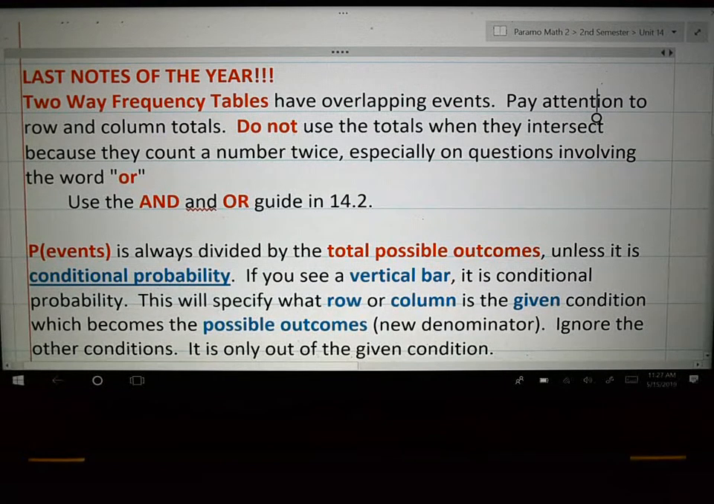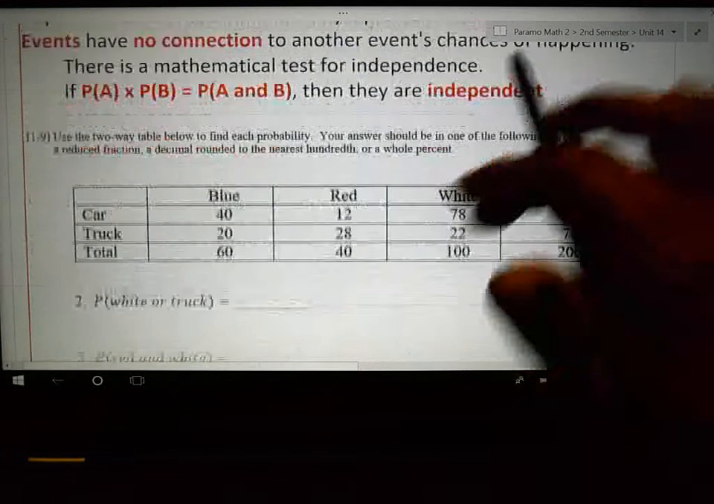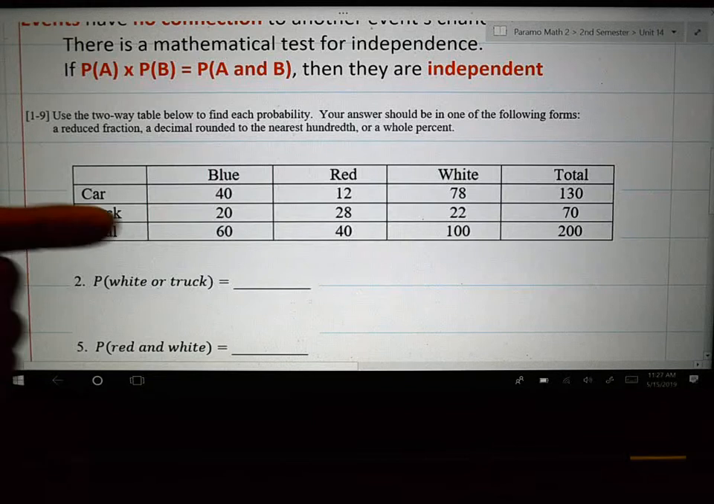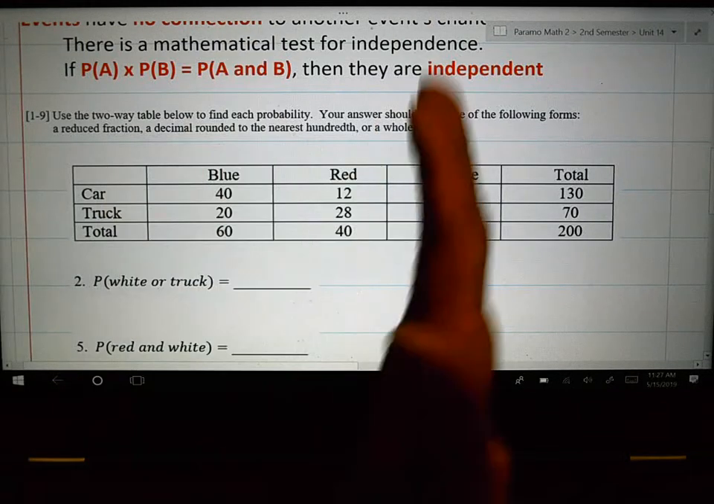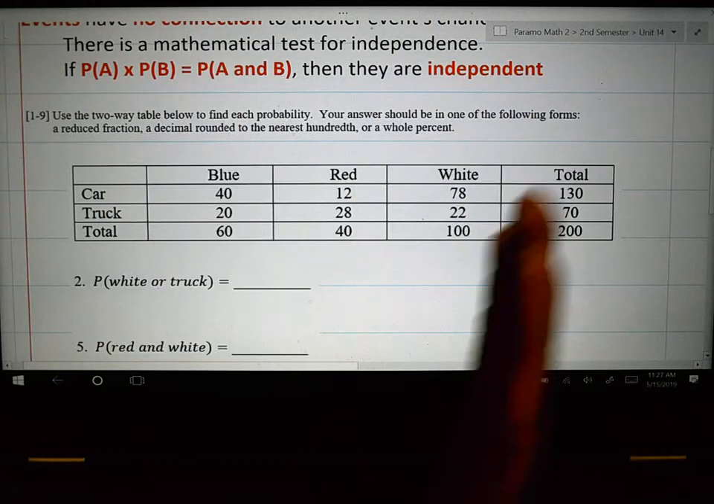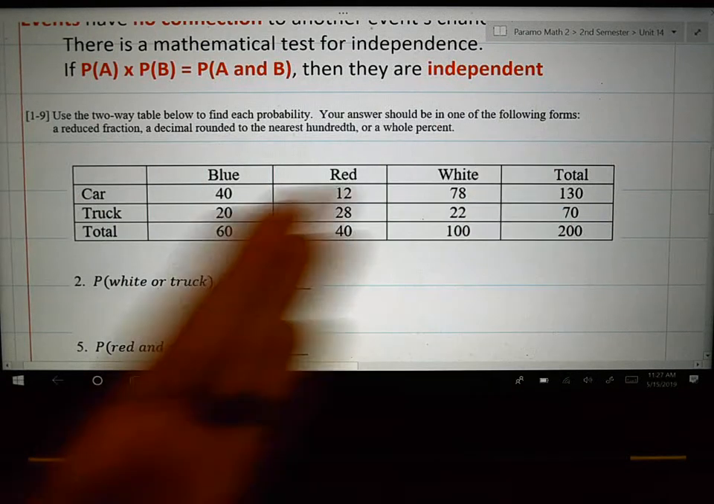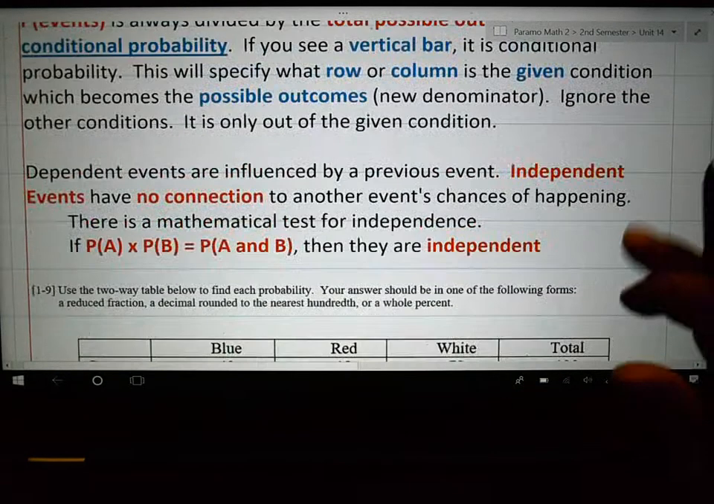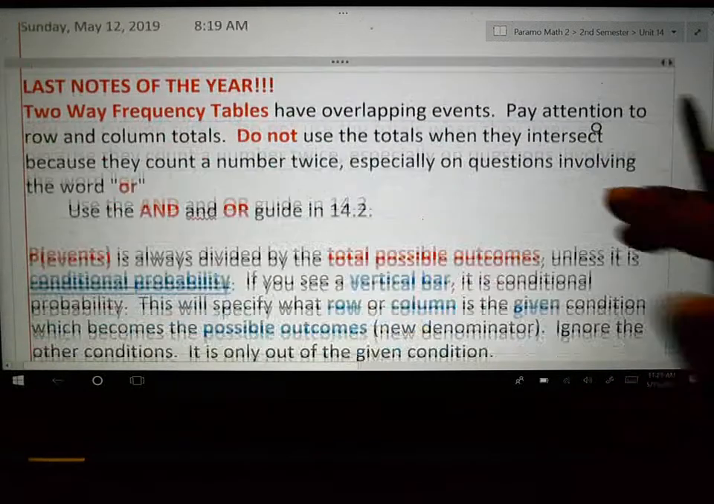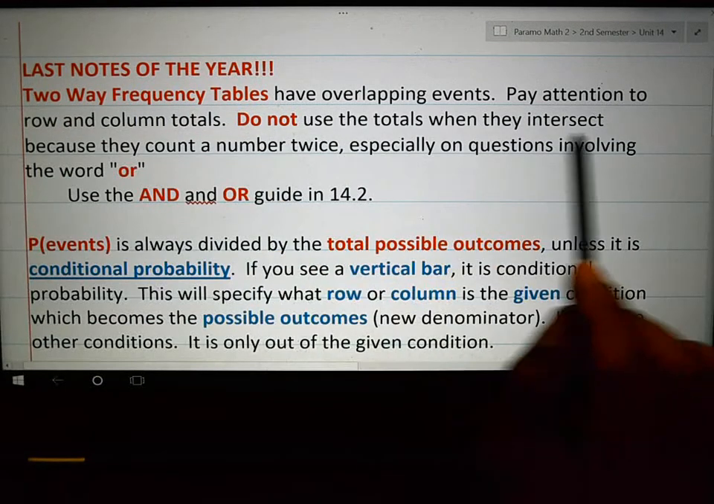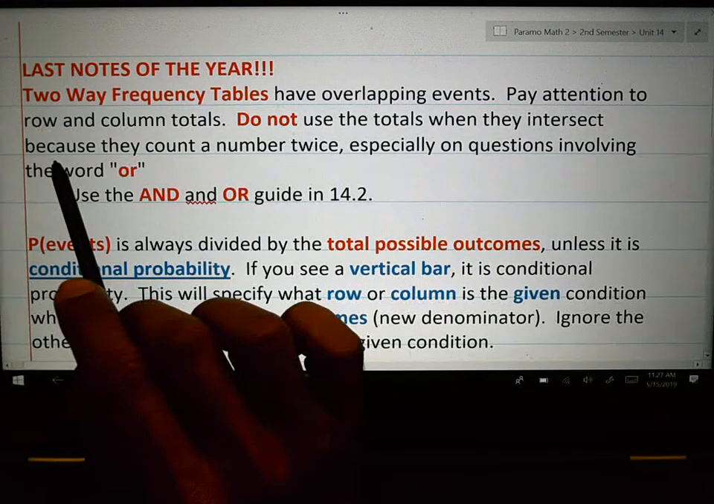The last section deals with two-way frequency tables. They call them two-way tables. It's basically a table that has some sort of identifying measure on the left side on the rows, and then it has some other identifying information in the columns. They also have these totals on the side that you're going to be using, and most of the time you'll use them, except I do not think you should use the totals when they intersect.